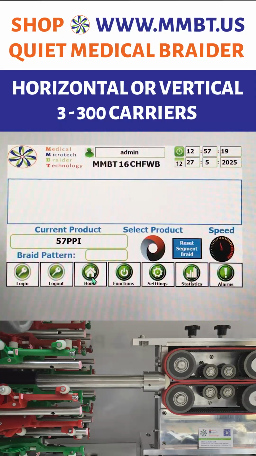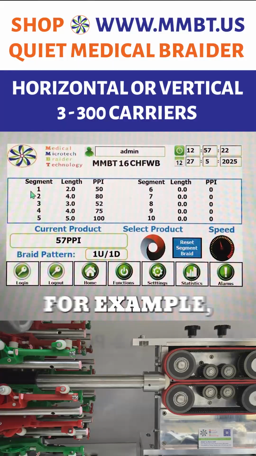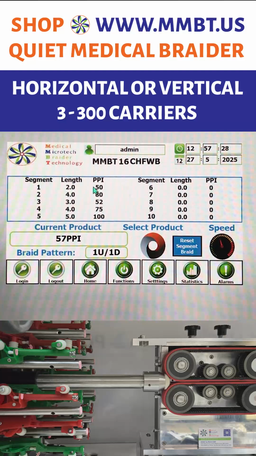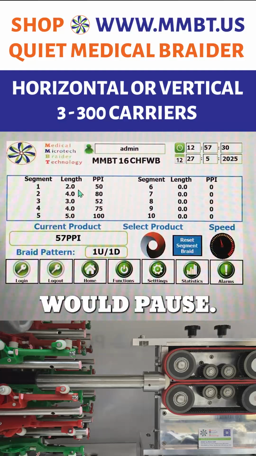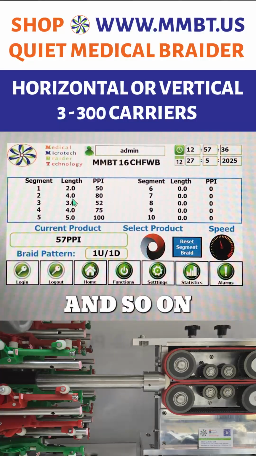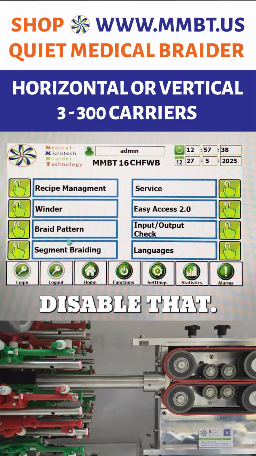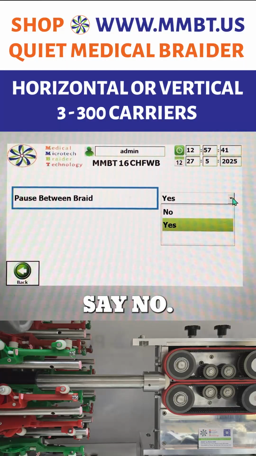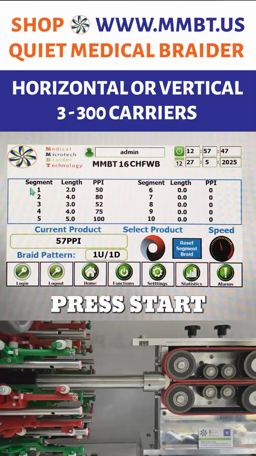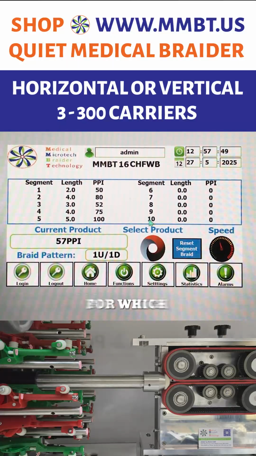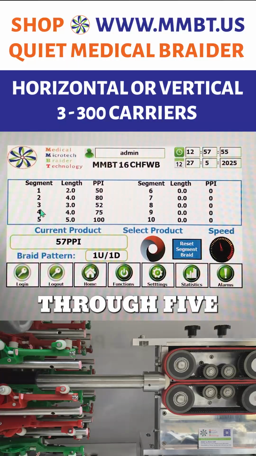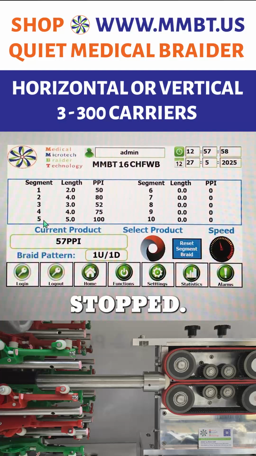And when I went back and ran my product, for example, the first segment runs 2 inches with 50 ppi. After 2 inches, the machine would pause. I would have to press my start button again to start the second segment, and so on. If you disable that, say no, then when I press start, it'll run through all the segments for which I have data. So for example, this menu would run through 5 different segments before it stopped.